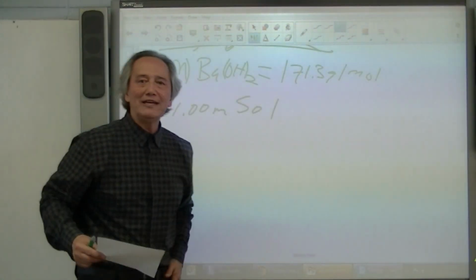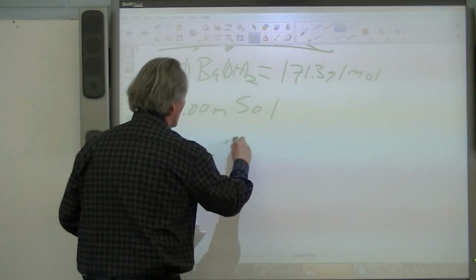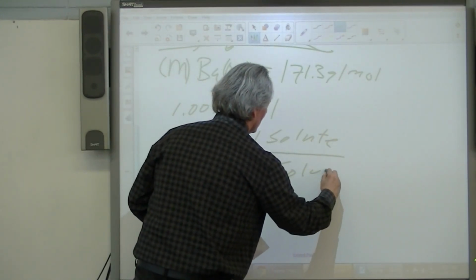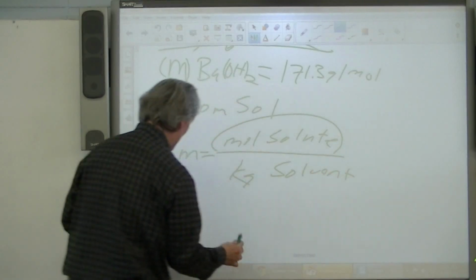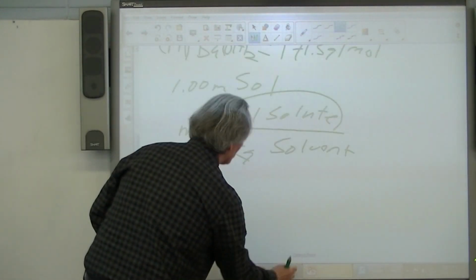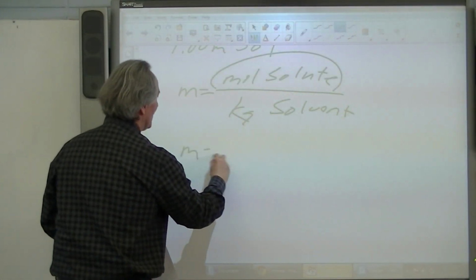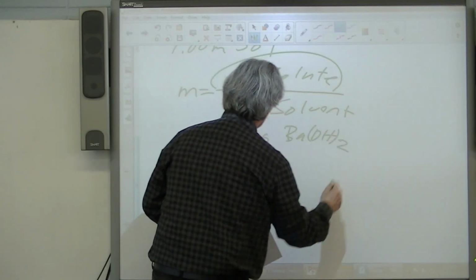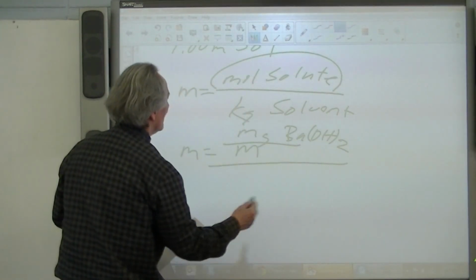We've got all the information that we need. Let's plug it into the conventional expression for molality, which is little m equal to moles of solute divided by kilogram solvent. We are looking for the mass, so let's write another expression for moles of solute. Molal equals mass in grams of the barium hydroxide, our unknown, divided by its molar mass, divided by the kilogram solvent.